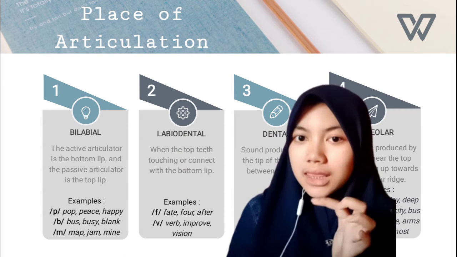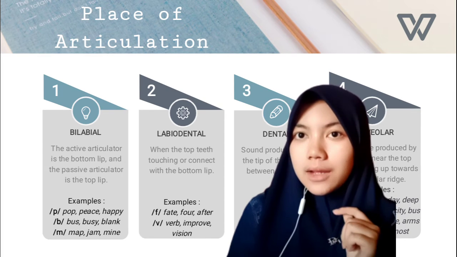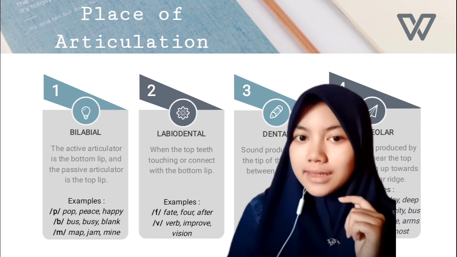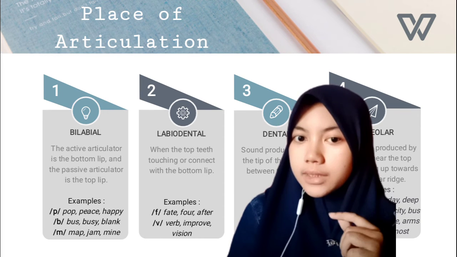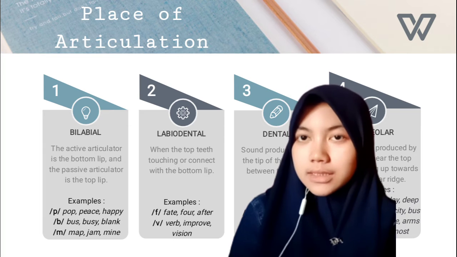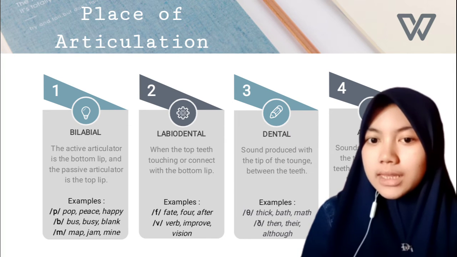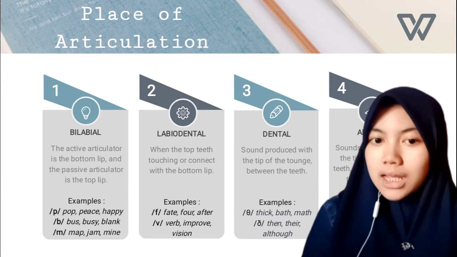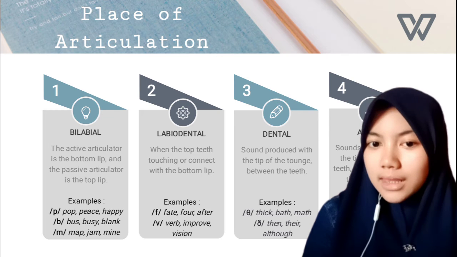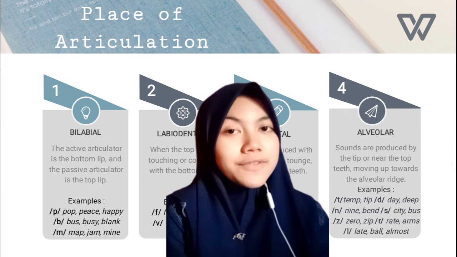2. Labiodental. This is when the top teeth touch the bottom lip. For example, f in fate, for, after, v in of, verb, improve, vision. Number 3, dental. Dental sounds are produced with the tip of the tongue between the teeth. For example, th in thick, bath, math, and the voiced th in the, then, there.